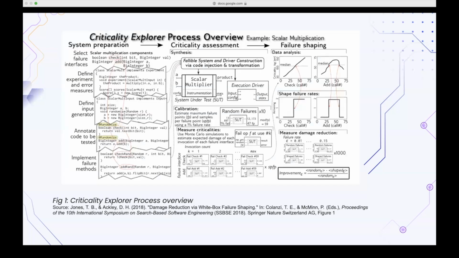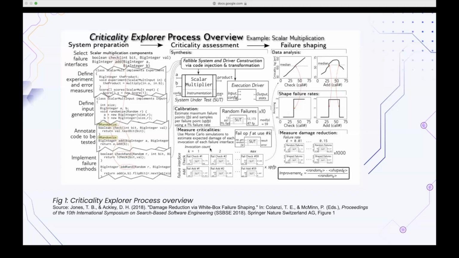Coming to the tool that they've developed, the input to the tool is a written code or algorithm that you see on the left here. We need to define the error measures, we need to define the input generator, and we need to also annotate the code that needs to be tested, or where the errors need to be generated or inputted. And also we need to implement the failure method. So the first step is the calibration step, where the tool determines the maximum failure points and samples per failure point, which is FP and SPFP.